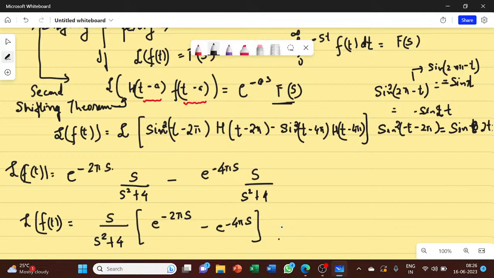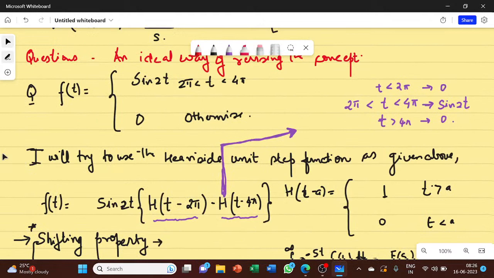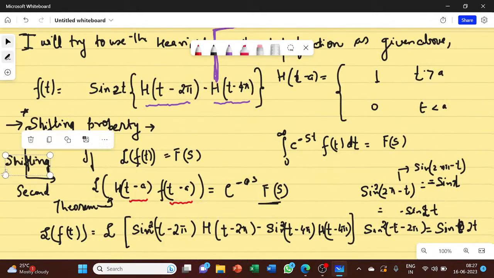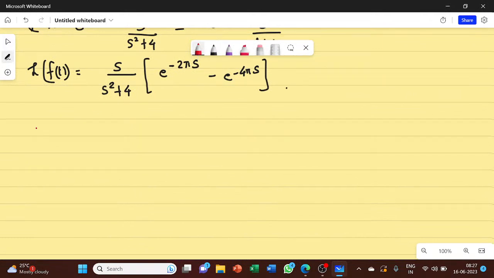Okay, now let us take another question and progress. I hope it is clear. Again, my only objective with this particular session is to revise all the concepts that we have done till now. So I've revised the second shifting theorem, the Heaviside unit step function and its Laplace transform. Now I'm going to do another question for you, and then we are going to see how the questions are asked in exams, so that you'll feel positive about it.